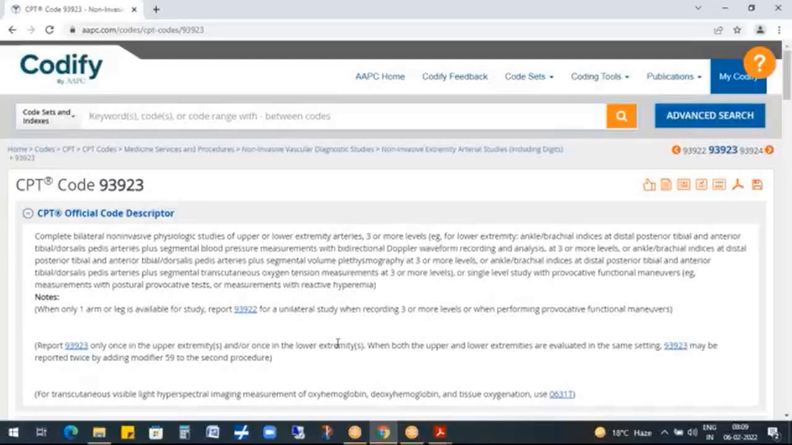Report 93923 only once in the upper extremity and or once in the lower extremity. When both the upper and lower extremity are evaluated, report twice by adding the 59 modifier to the second procedure.